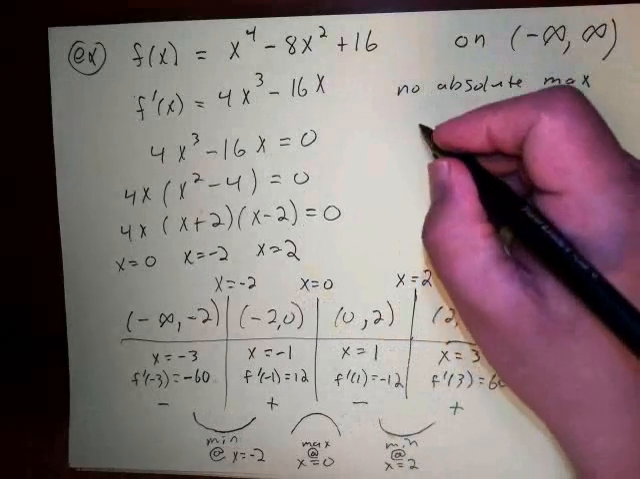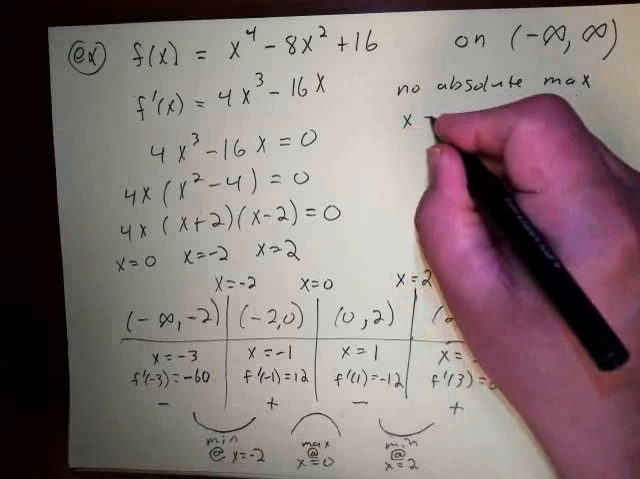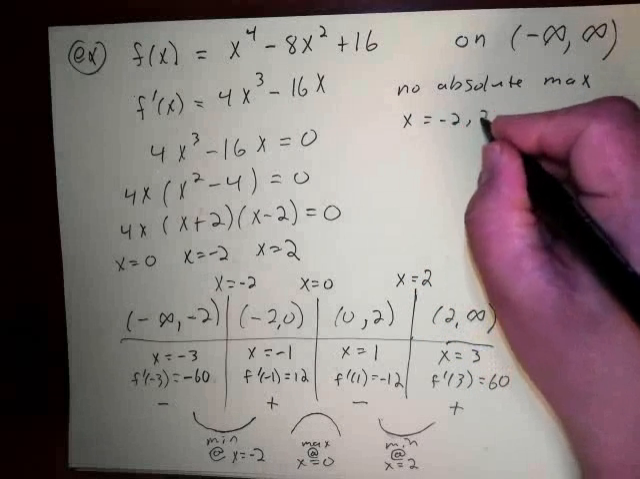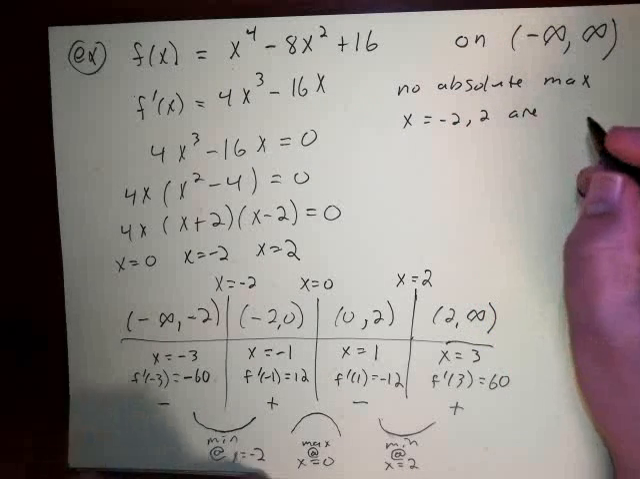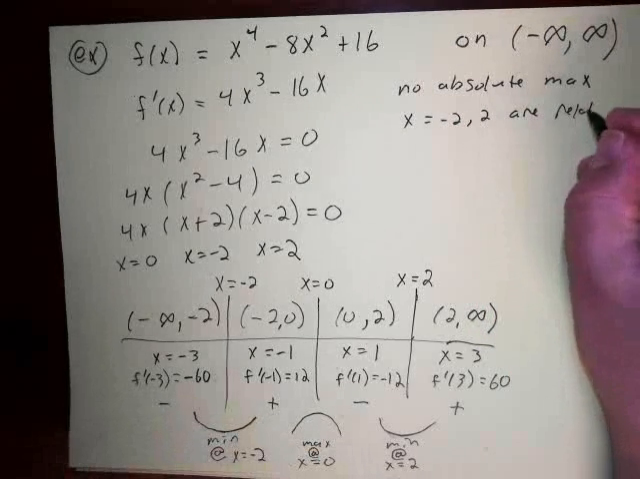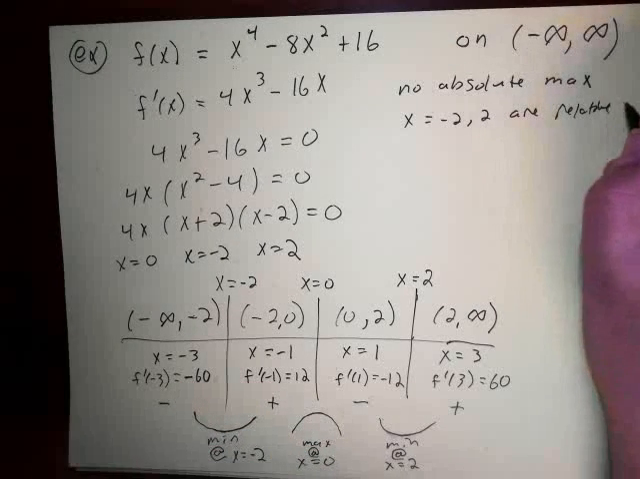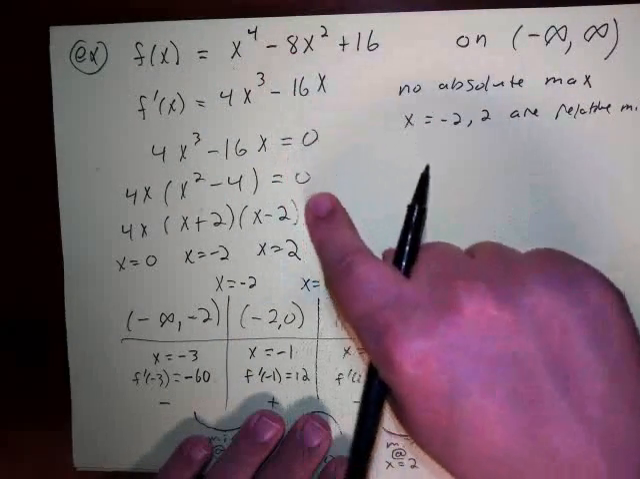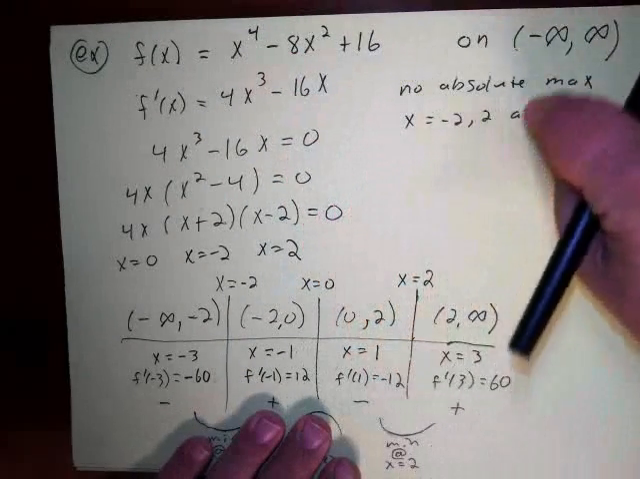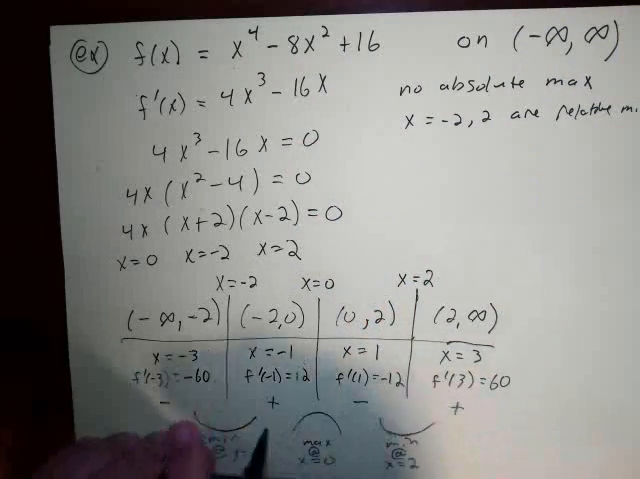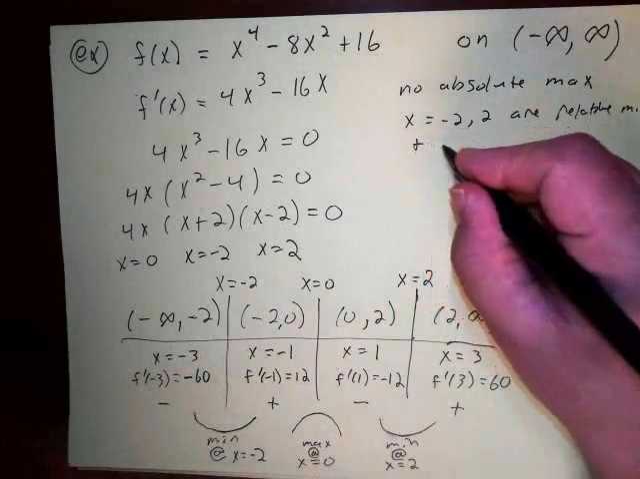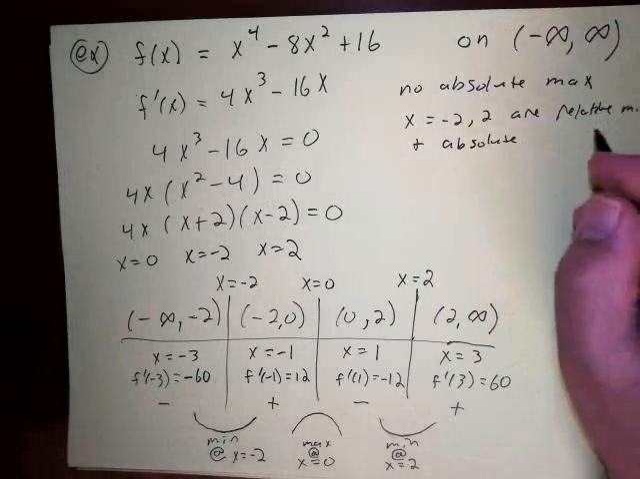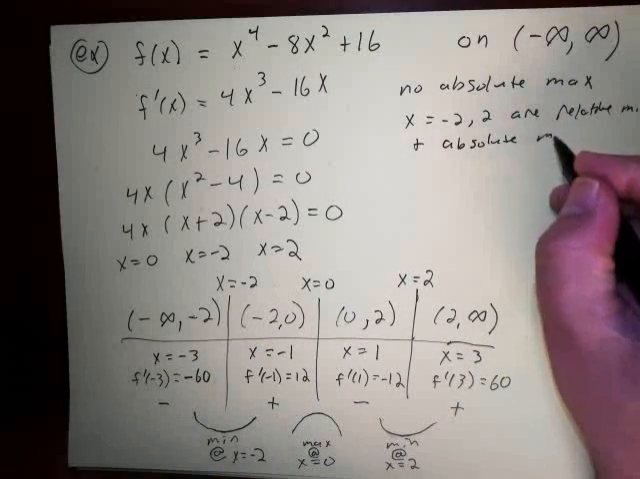So we can say x equals negative 2 and 2 are relative minimums, but see, this is like a parabola. It's going to go down, do its stuff in the middle, and go back up. So these are also absolute minimums. These are relative minimums, and they're absolute minimums.